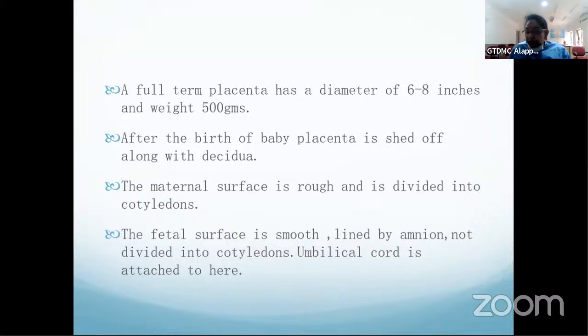Then next is partial mole. Between these two, in the hydatidiform mole or complete mole, you can't see any fetal tissue. In the partial mole, you can see the fetal tissue and the blood vessels. Previously we thought that partial mole is benign, but nowadays we know that 5% of partial moles can also turn into malignant disease. In case of complete mole, it is 20% that can turn into malignant disease.